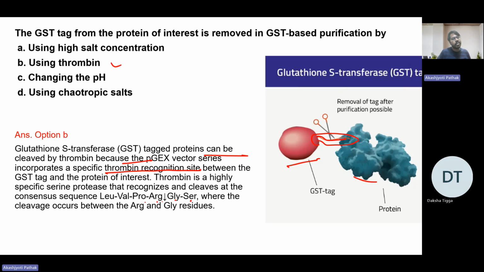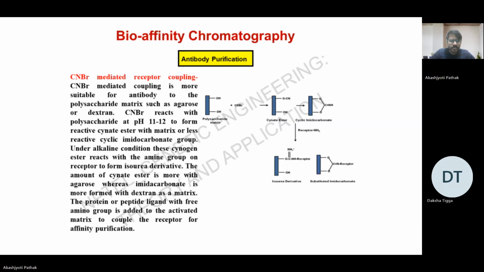So we learned about these different fusion tags, and how we purify them. In the last session I talked about these. For thrombin, it will cleave between this arginine and glycine. There are also trypsin, and cyanogen bromide, which will cleave after methionine. So this is how you can separate the protein from the GST tag.